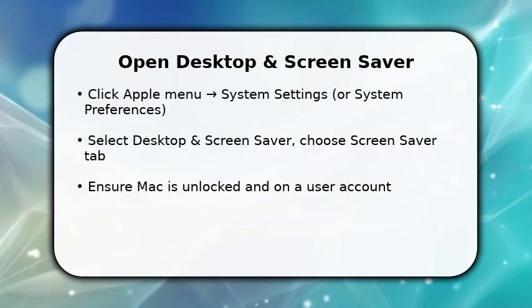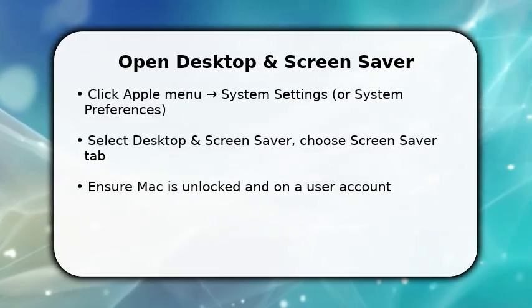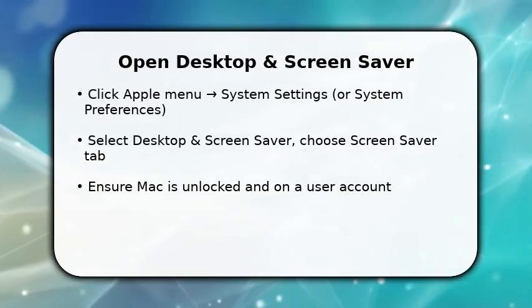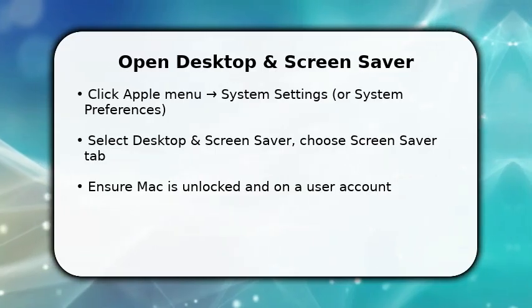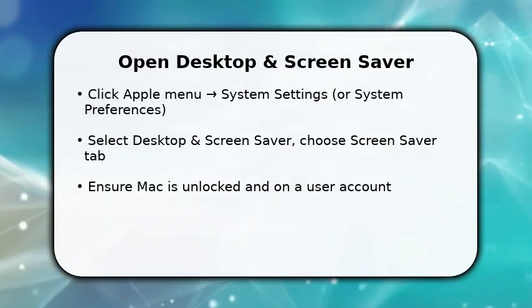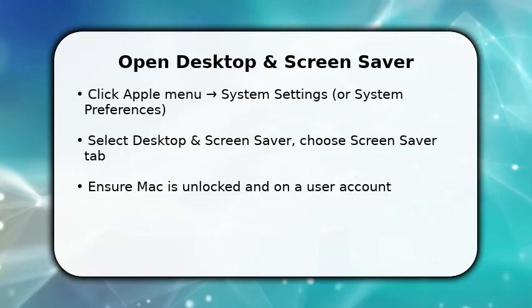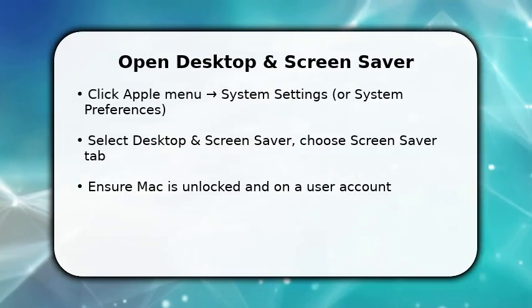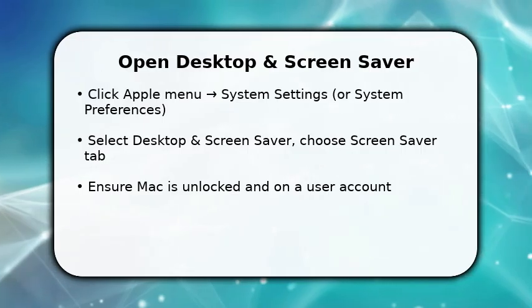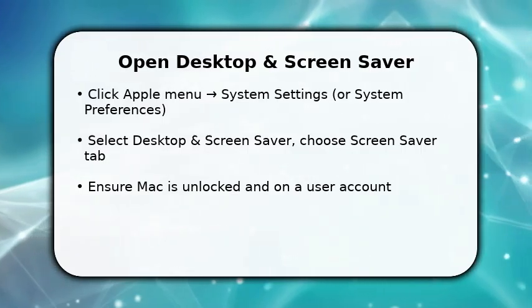You start by opening System Settings immediately. This gets you straight into control. Click the Apple menu and choose System Settings or System Preferences, depending on macOS version. Once the window appears, select Desktop and Screensaver and switch to the Screensaver tab. This is where you pick your animation.